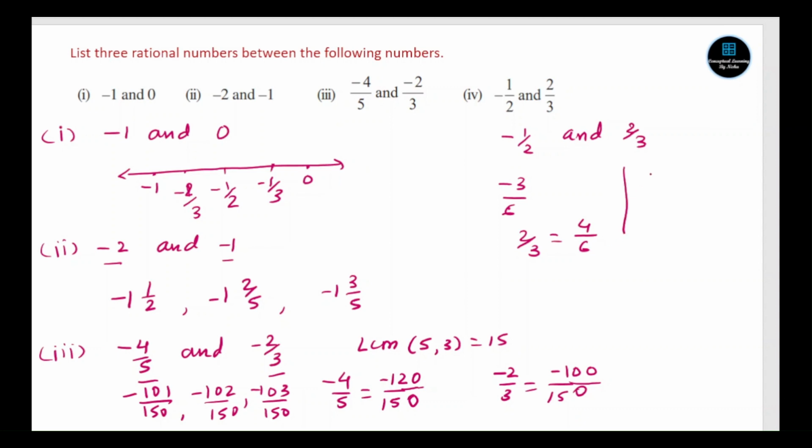So what can I write? I can write -2/6, then -1/6, also 0, also 1/6 is there. So I can write so many, correct? So this is how you can insert rational numbers between the given numbers. Alright? Perfect.